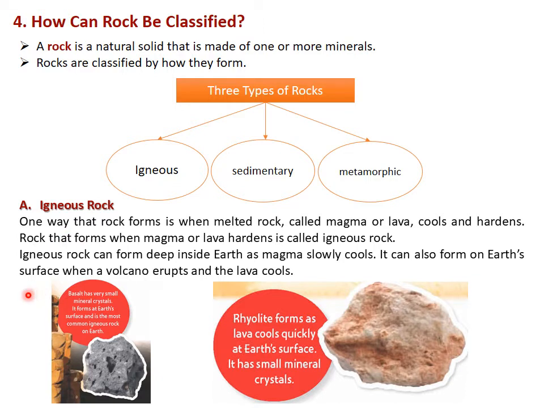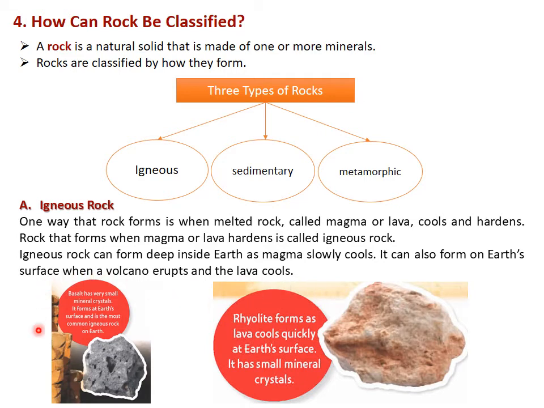One way that rock forms is when melted rock, called magma or lava, cools and hardens. Rock that forms when magma or lava hardens is called igneous rock. Igneous rock can form deep inside Earth as magma slowly cools. It can also form on Earth's surface when a volcano erupts and the lava cools.